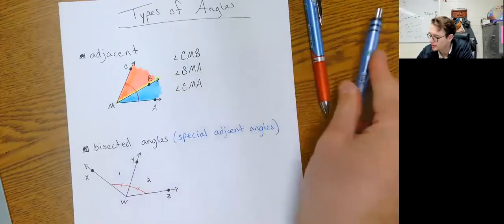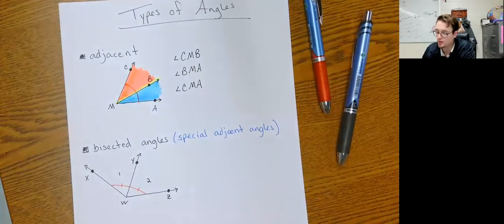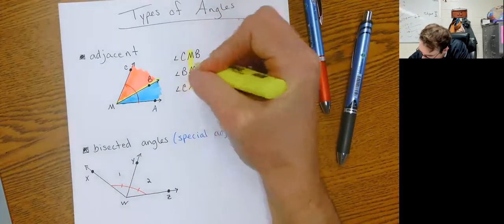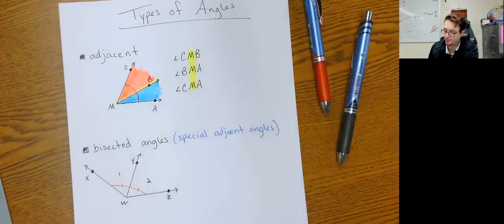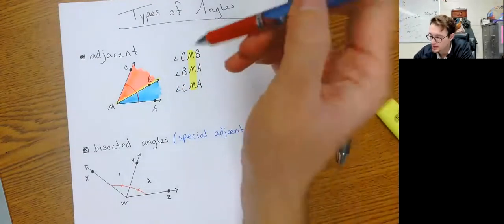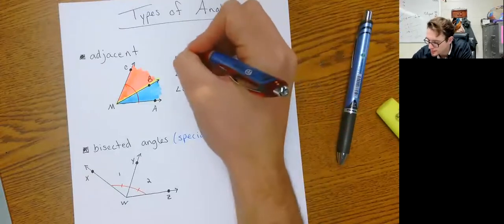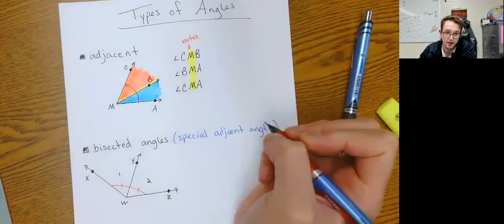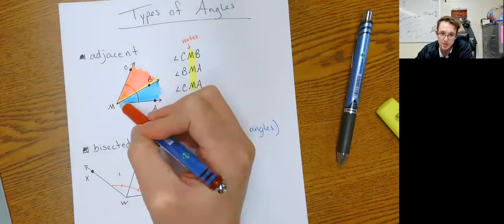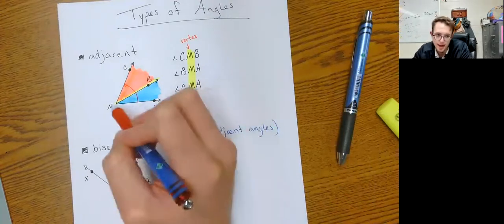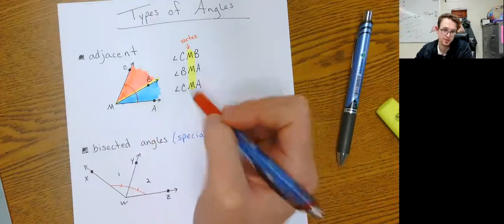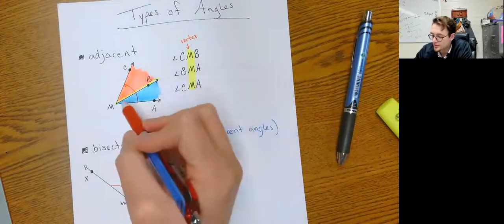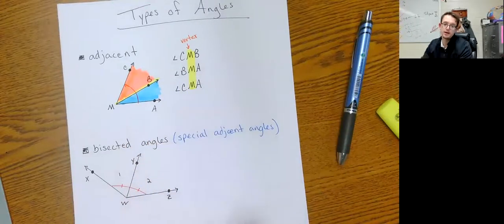The key point here that's really important when naming angles is that the vertex is always in the middle. Your vertex is always the middle point when naming an angle, and then you use the other two points. So CMB, BMA, AMC. The vertex needs to be in the middle when naming the angles. And they are adjacent. They are right next to each other. They share a common side, a common ray in this case.